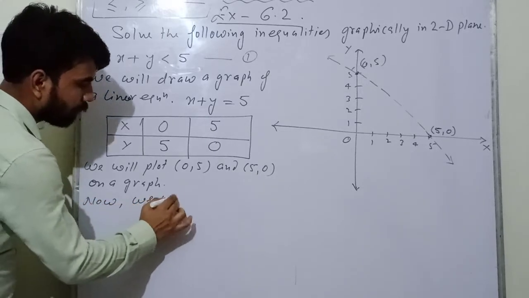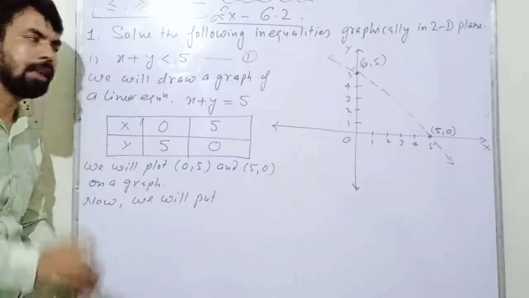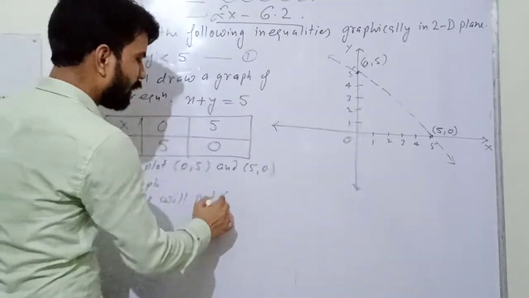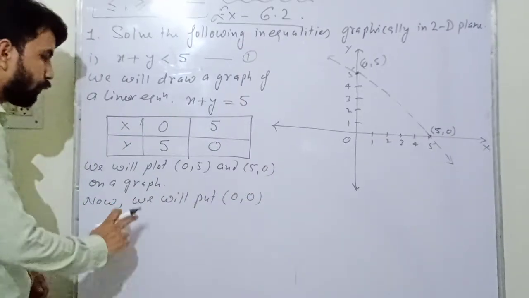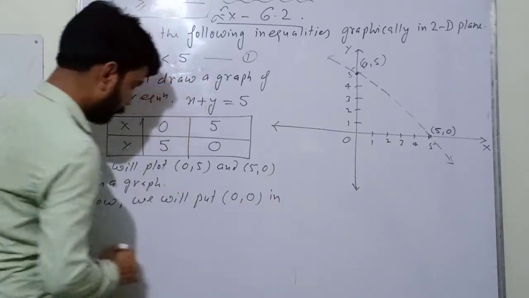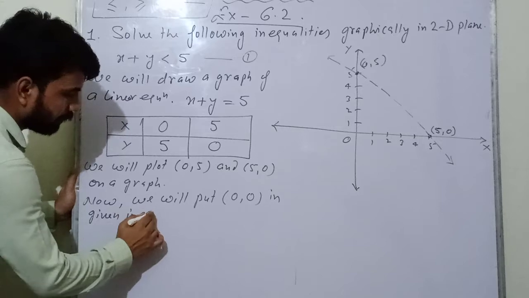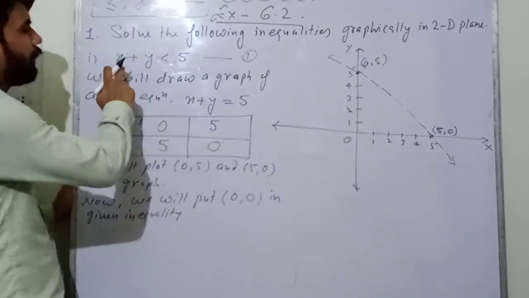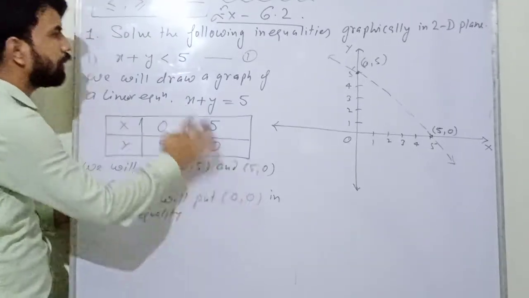We will put any point in the given inequality. But in general, I am taking 0, 0, the coordinates of the origin. So we will put 0, 0 in the given inequality. The given inequality is x plus y is smaller than 5. We will have to put 0, 0 in this equation.